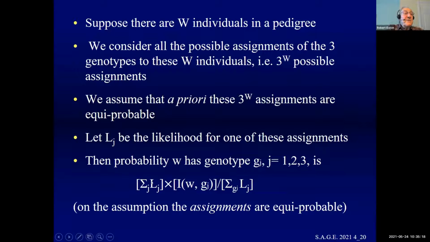We sum these and we multiply by those. We pick out here the ones we're interested in, the particular W and a particular GJ, and then we divide by the sum of those over the GI. And so this is the probability W has genotype GJ on the assumption that the assignments are equiprobable. And this seems to me to be pretty reasonable. I mean, why would they not be, all the possible assignments?